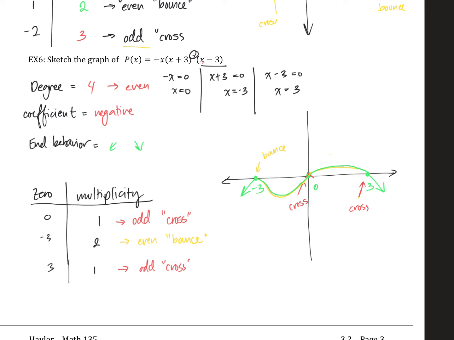Once again, if you're told to sketch a graph of a polynomial, these are the steps that I would be looking for. Okay, make sure you state the degree, the coefficient, end behavior, the zeros and the multiplicity, as well as what happens with them. And then show how you found the zeros. And lastly, label your graph.